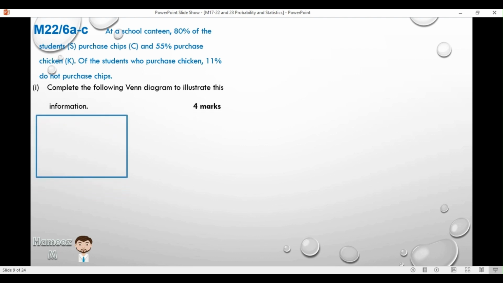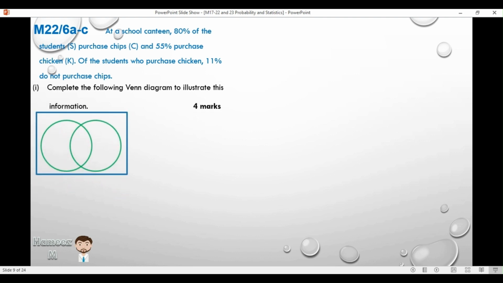So let's bring up a Venn diagram in which there are 2 circles, and we see C, K, and S to represent chips, chicken, and students. And look at the information we have. We actually do not know how many students purchase both chips and chicken, which is in the center, the intersection. So we can represent that using an X.